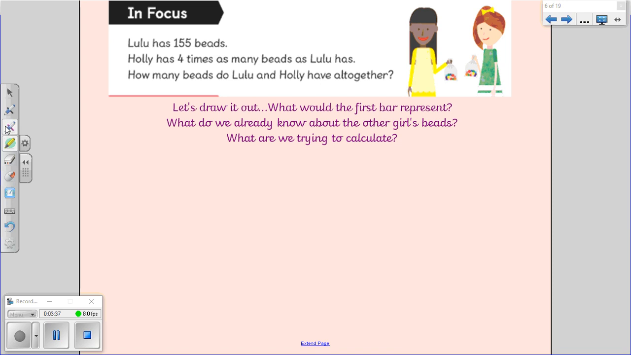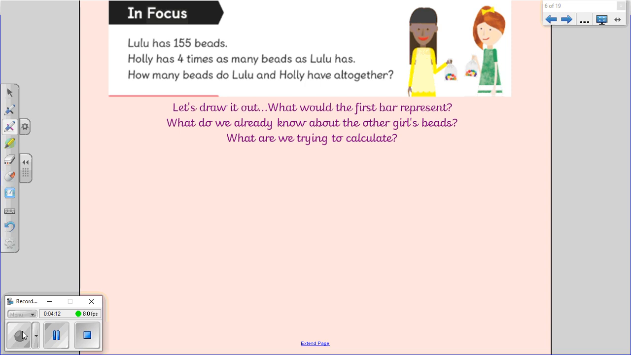So the first thing that we need to do when we're faced with a word problem like this is we need to draw a bar to represent what is happening in this problem. So we've just highlighted before some key information from the question that's going to help us work out what we need to calculate. So pause the video and I'd like you to have a go at drawing out a bar model to represent this problem so we know what we've got to do.